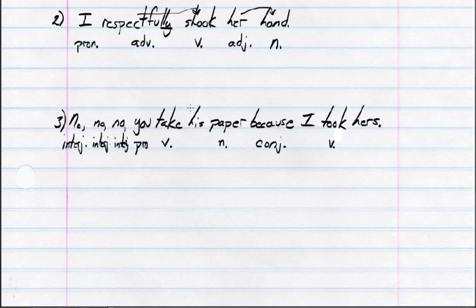His paper. This looks like a possessive pronoun, except his what? His paper. It's acting like an adjective. This is a possessive adjective. I took hers. I is a pronoun, first person singular. It's acting as the subject of this idea. Took hers. Hers looks like his, except hers is not modifying a noun out here. There is no noun out here. So it is itself the thing that was taken. So this is acting like a pronoun.